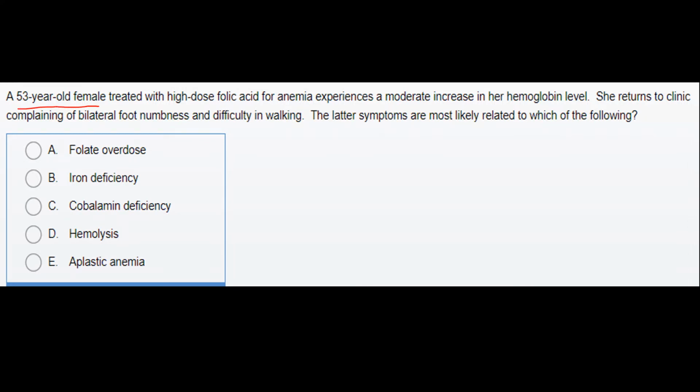Now in this question, a 53-year-old female treated with high-dose folic acid for anemia experiences a moderate increase in her hemoglobin level. She returns to clinic complaining of bilateral foot numbness and difficulty in walking. The latter symptoms are most likely related to which of the following? So in this question, the patient's neurological symptoms of bilateral foot numbness and difficulty in walking persist even after folic acid treatment. This suggests vitamin B12 deficiency anemia that was treated with folic acid. Thus the answer is cobalamin deficiency.